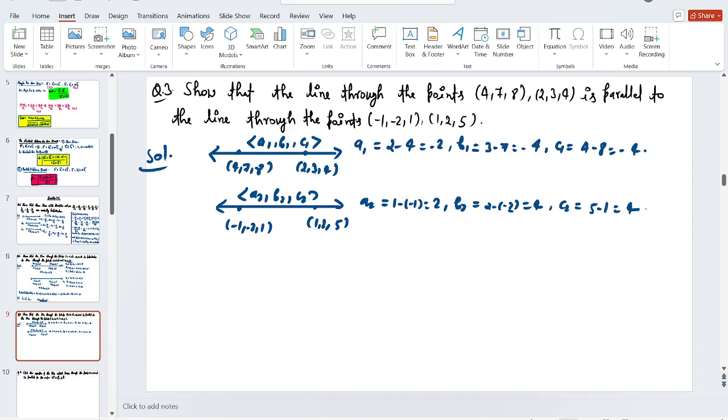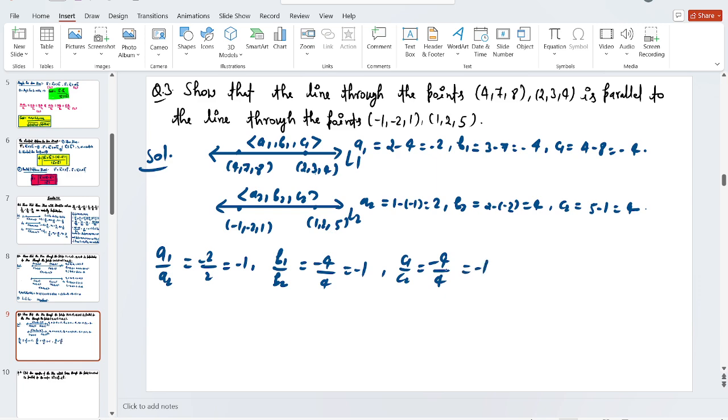In order to show that, suppose this is line L1, this is L2. In order to show that these lines are parallel, we need to show that A1 by A2 equals B1 by B2 equals C1 by C2. So find A1 by A2: this is minus 2 by 2, it becomes minus 1. B1 by B2 is minus 4 by 4, it also becomes minus 1. And C1 by C2 is minus 4 by 4, this also becomes minus 1.